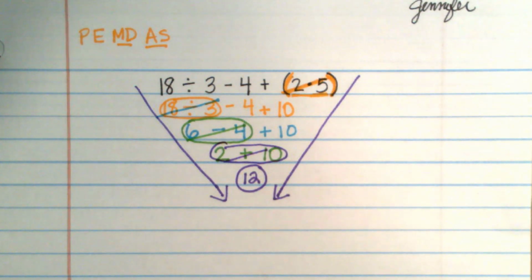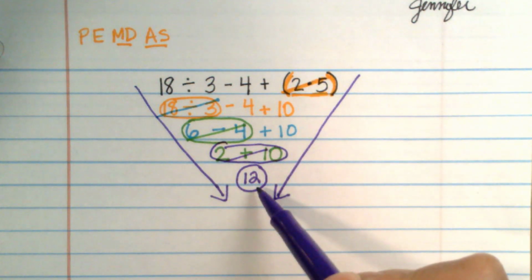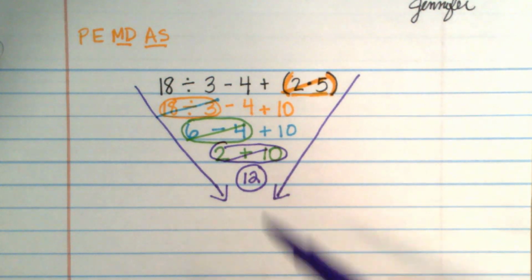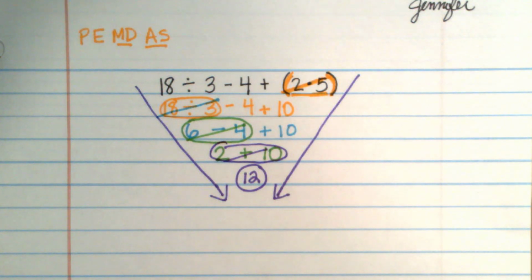That's how your problems should look as well. They should be getting smaller and smaller as you come to the bottom, and then you will circle your final answer. Pretty fun, huh? Let's try another one.